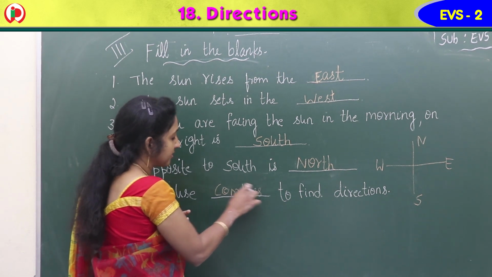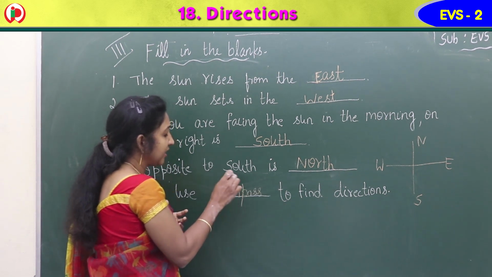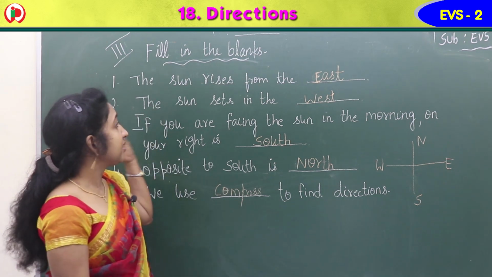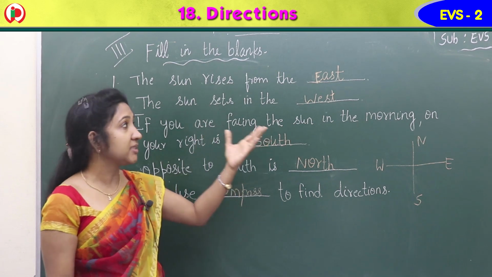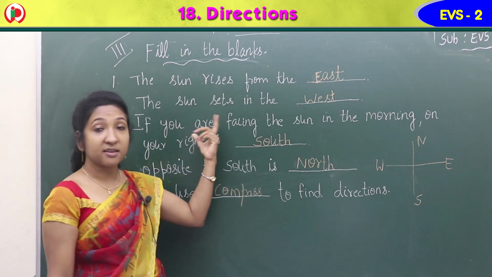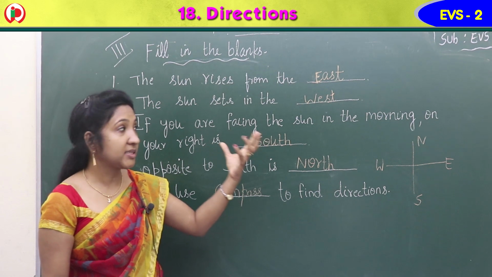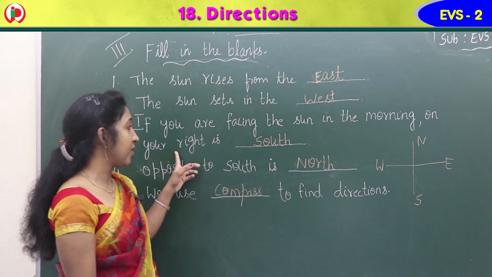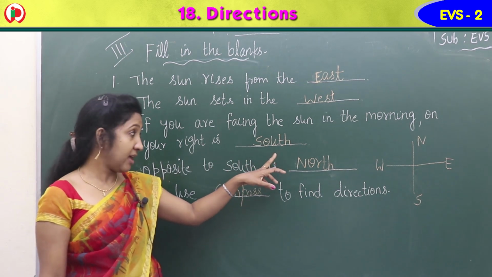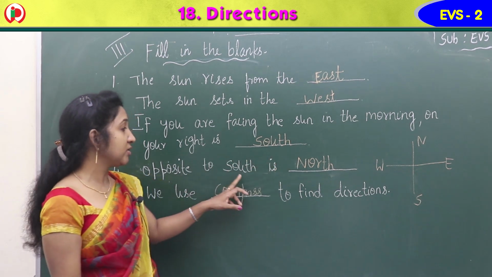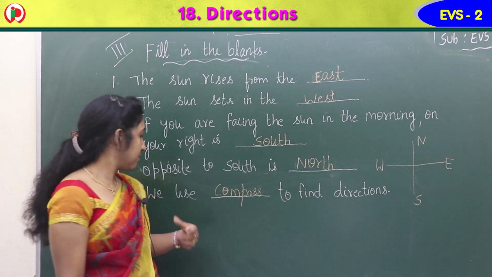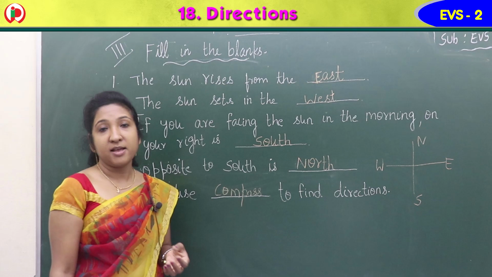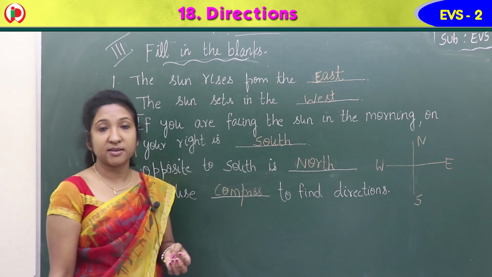C-O-M-P-A-S-S, compass. We use compass to find directions. Okay. So the first one, the sun rises from the east. Second, the sun sets in the west. Third, if you are facing the sun in the morning, on your right is south. Opposite to south is north. Last question, we use compass to find directions. Okay?